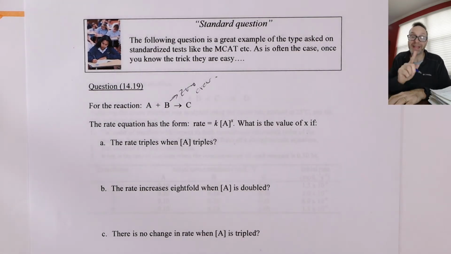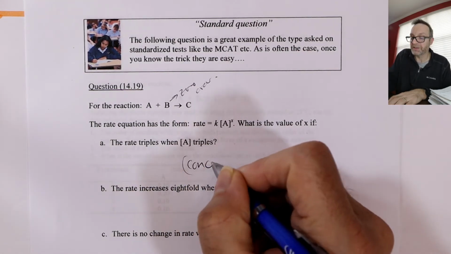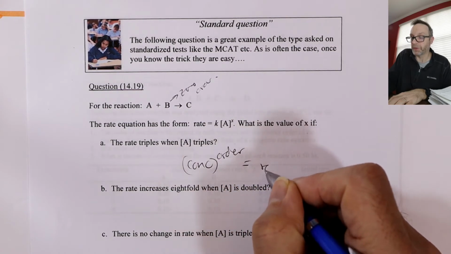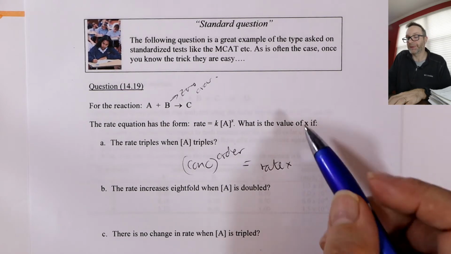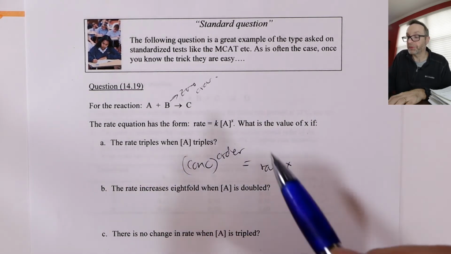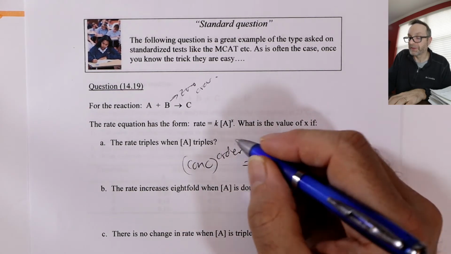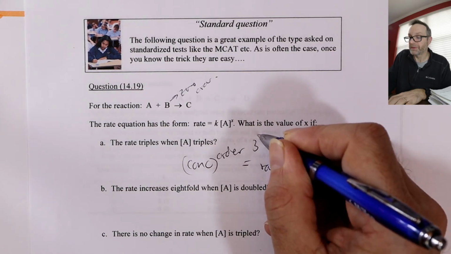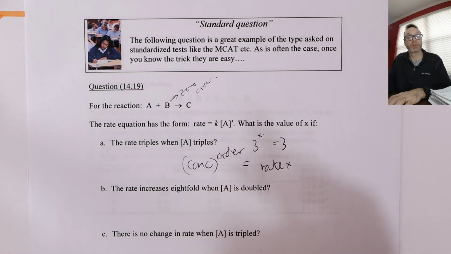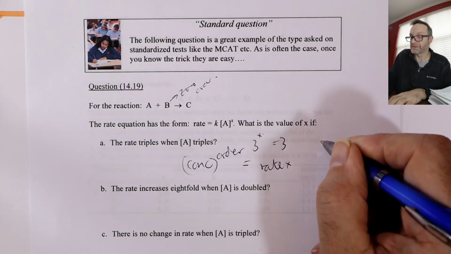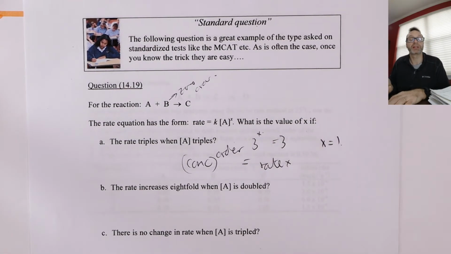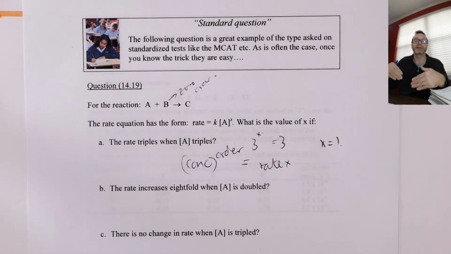In other words, what's the order if the rate triples? Now remember, concentration to the order equals rate multiplier. So the rate triples, the rate went up by 3, when A triples, so that went up by 3. What's x? Got to be 1. That's one of those observational ones, but it's not doubling, it's tripling. If you see a tripling of rate for a tripling of concentration, it's first order. If it went up by 9, it'd be second order, because 3 squared is 9.